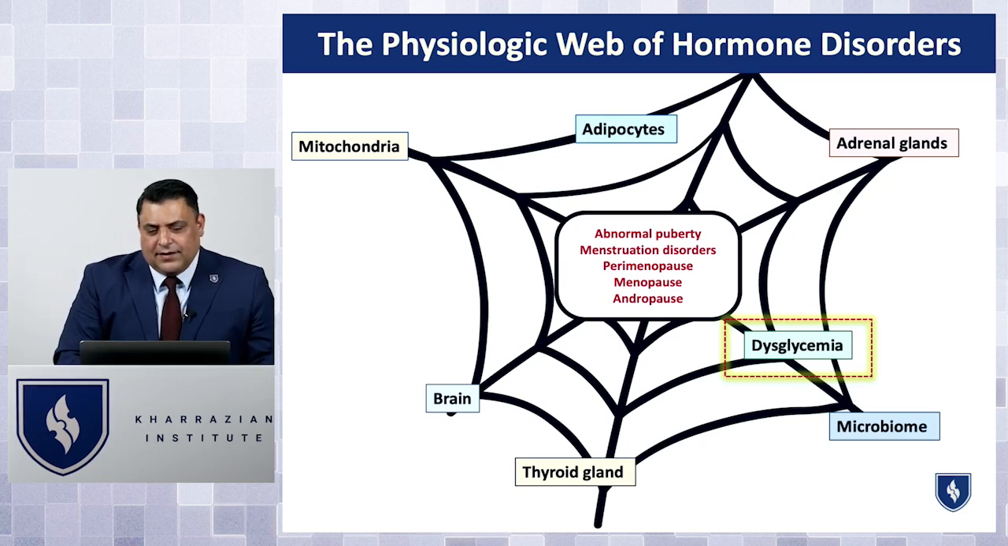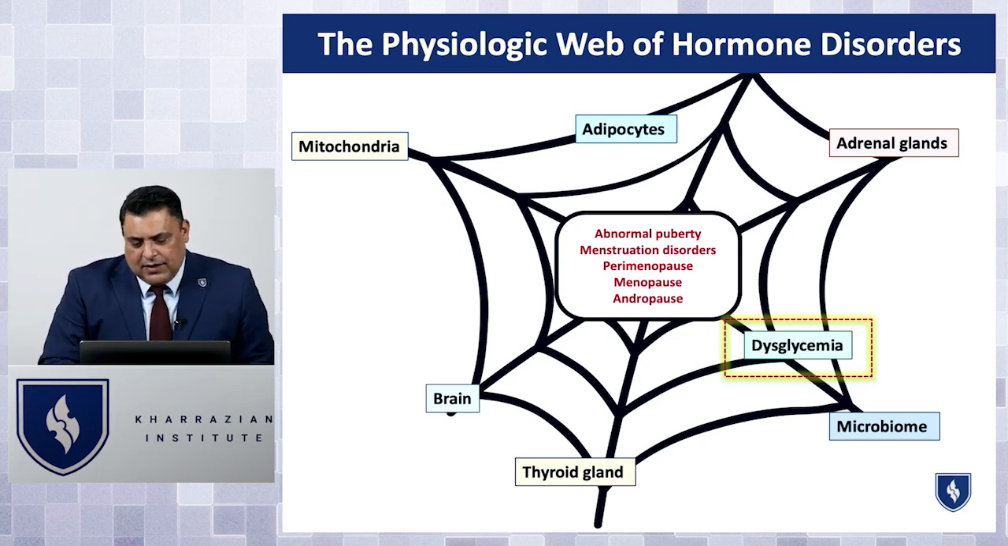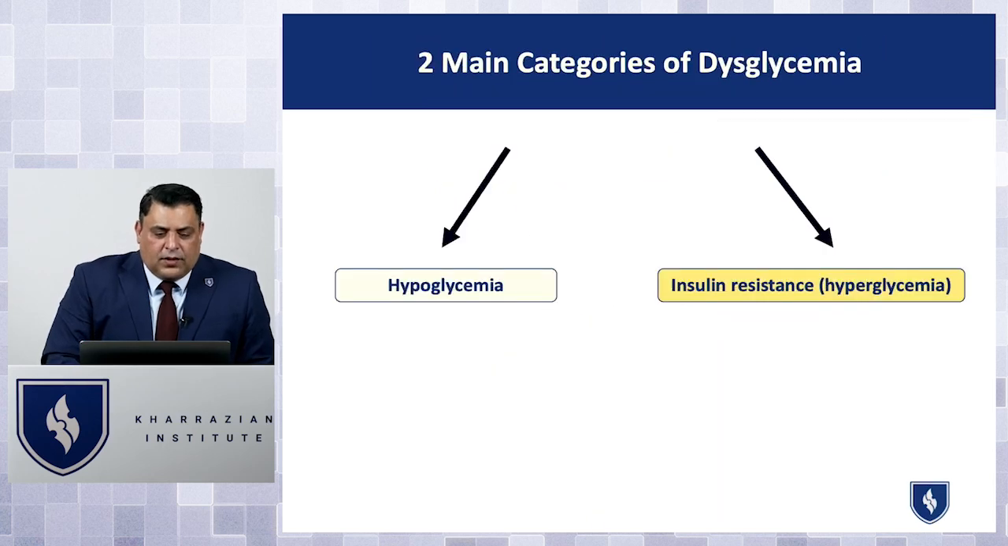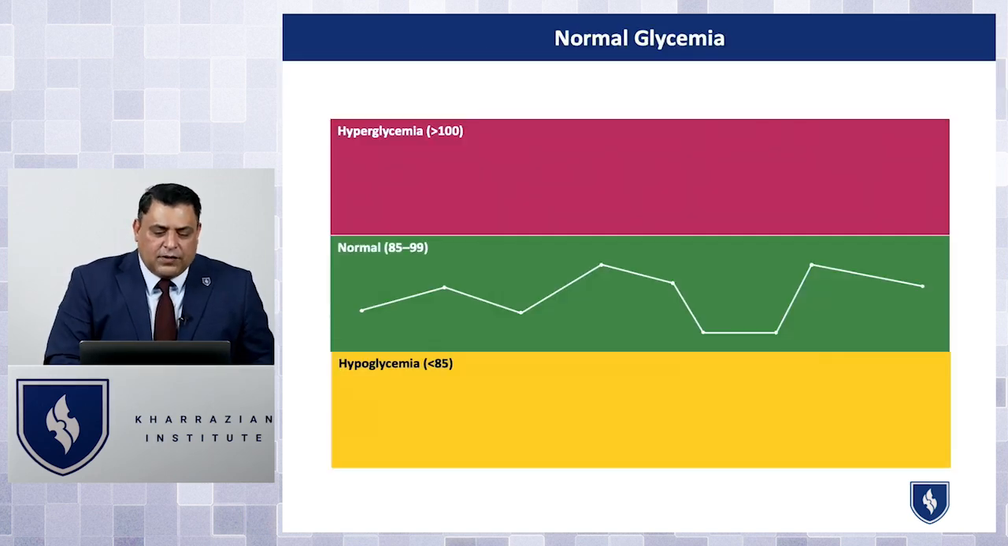We talked about dysglycemia at the very end of the last section, but I want to go into it with a little bit more detail. So the two main categories of blood sugar imbalances are hypoglycemia and insulin resistance. And normally blood sugar levels are in a green range here.